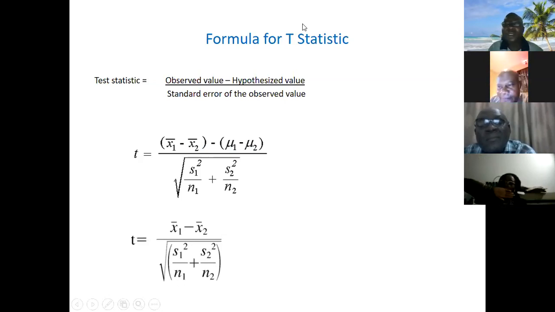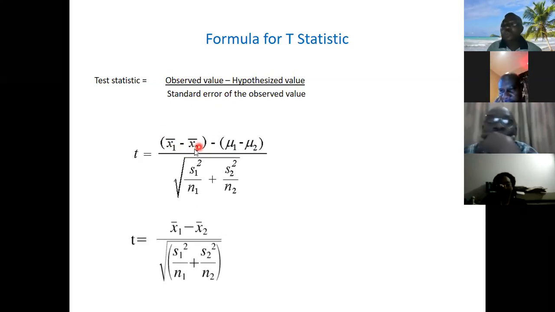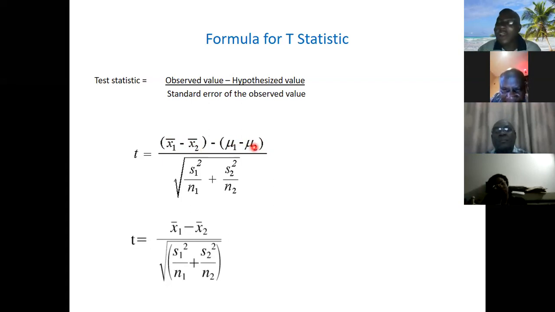The numerator here is the same thing here. So the observed value is x1 minus x2. That is the difference between the two means, the two groups we are looking at. Then this mu1 minus mu2 is the hypothesized value. These x1 and x2 are the mean of each group. So x1 minus x2 means the difference between the two groups. Then this mu1 and mu2 mean the hypothesized value, that is in the population. This is the value for this group, this is the value for this group.